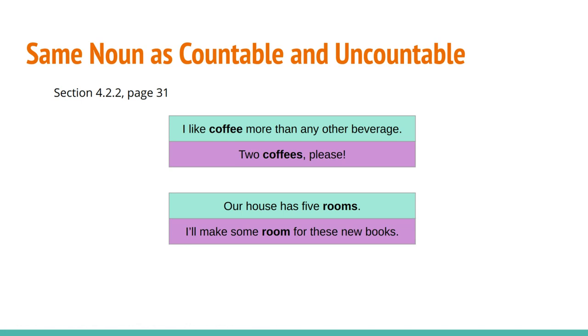No, some nouns can be both countable and uncountable depending on the context. You might want to go to section 4.2.2 to find out some more about that. But let's take a look at the examples that we have here. I like coffee more than any other beverage. Two coffees, please. It's obvious which is the countable and which is the uncountable version. Why? What do they designate?